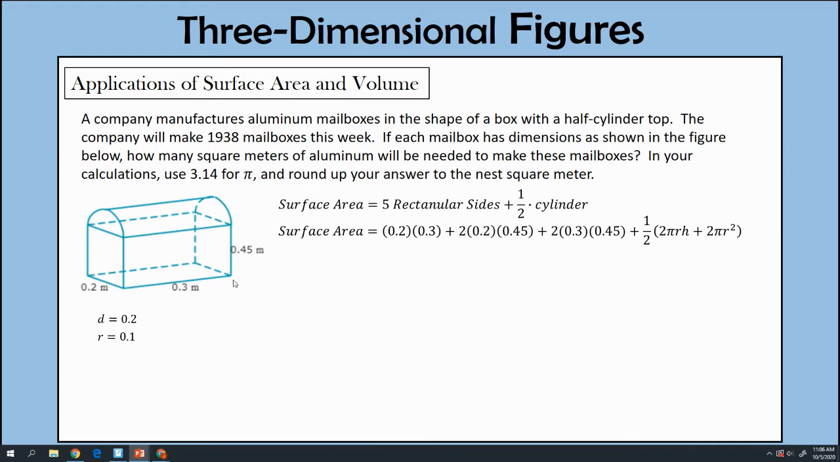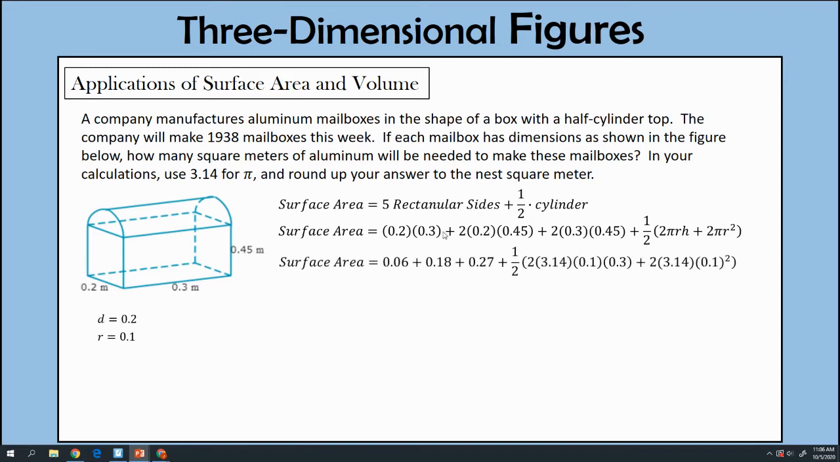And then I did 0.3 times 4.5. That's this longer rectangle side. And then I doubled it because there's another one back here. So those are my 5 rectangular sides. And then I got to calculate the surface area of this cylinder, only half of it though. So I just wrote the formula out, 1/2 times the answer to the surface area of a cylinder, which is 2 pi RH plus 2 pi r squared.